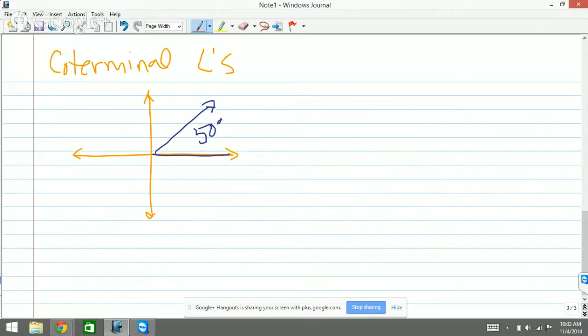Okay, a coterminal angle could be 410 degrees. They share a terminal side, right? They terminate in the same spot. It's 360 plus 50. Why would you add 360 to it? Because it's one full rotation, 360 plus another 50, so they end in the same spot.